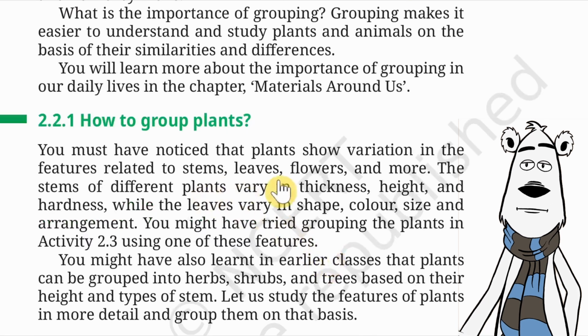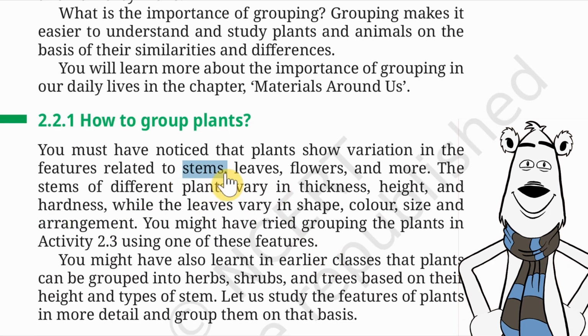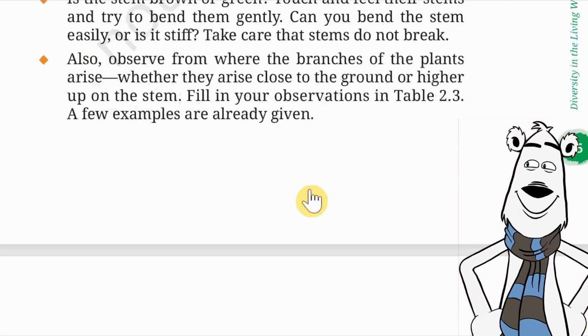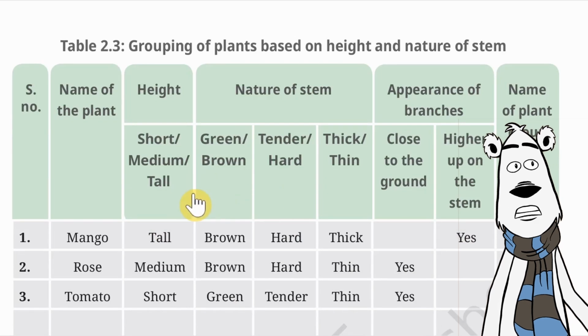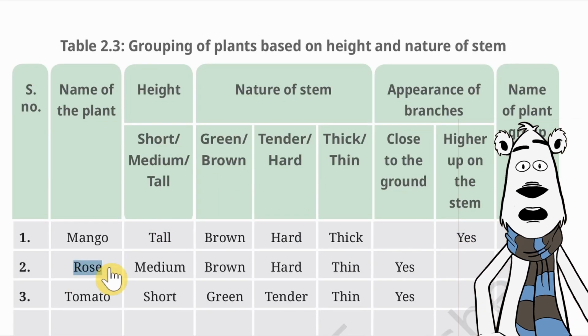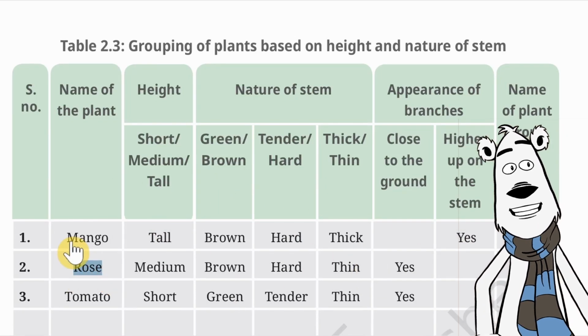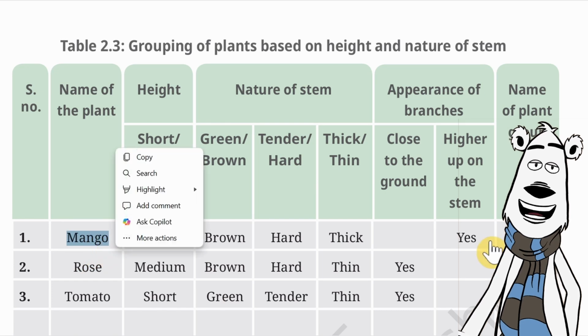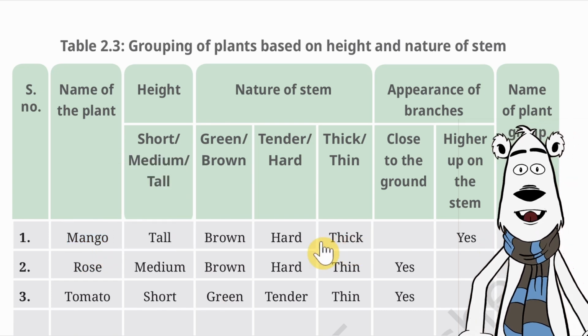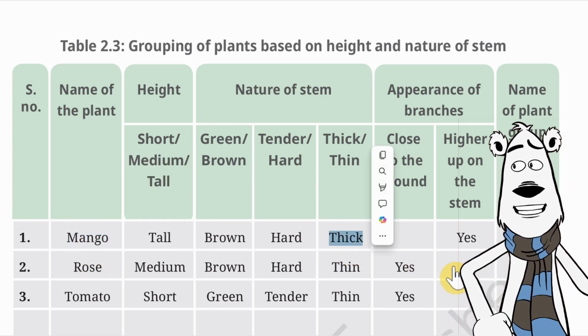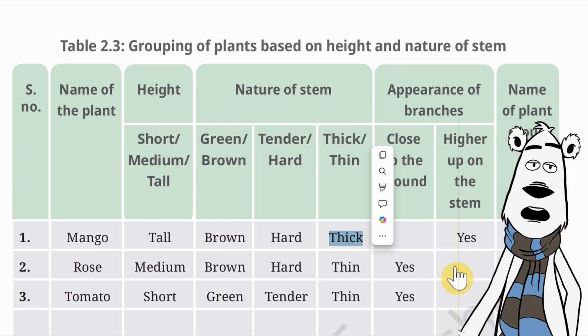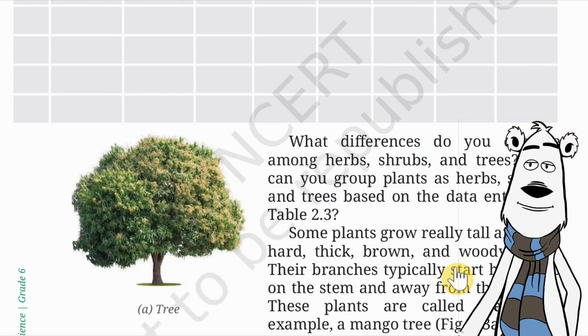One way to group them is by their stems. We've got herbs like basil with their soft green stems. Then there are shrubs like a rose bush with their multiple woody stems. And then, of course, the majestic trees like oak or mango trees with their thick woody trunks that can live for hundreds of years.